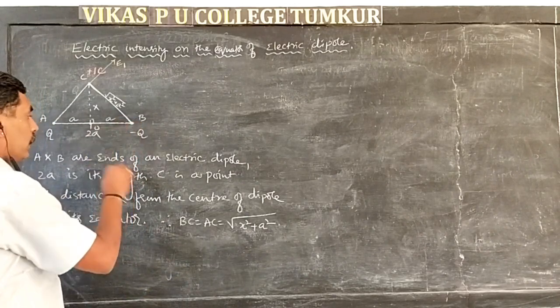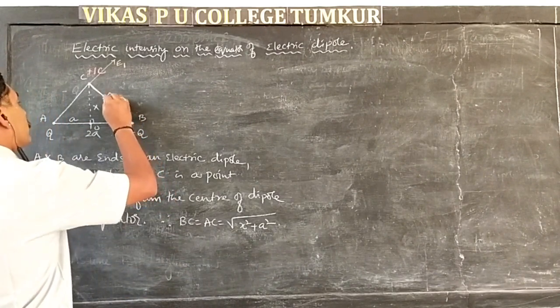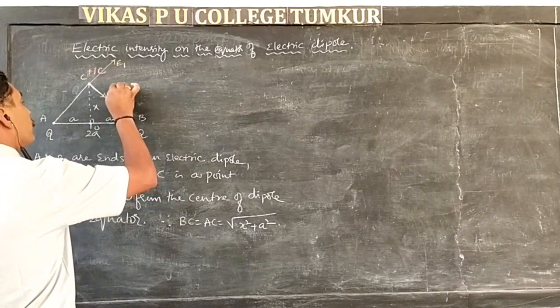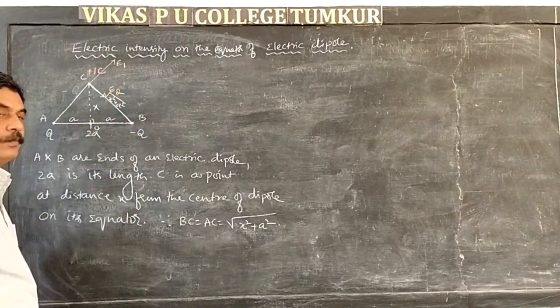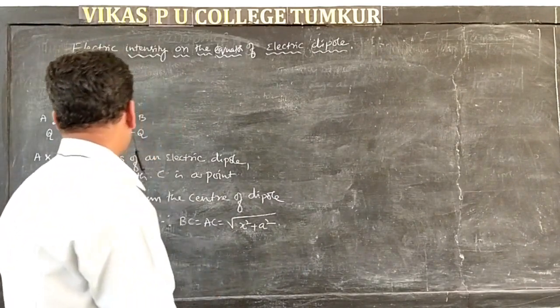B, which is the charge which contains charge minus Q, will attract the charge at C. I will call it E2. So now I have marked the directions.